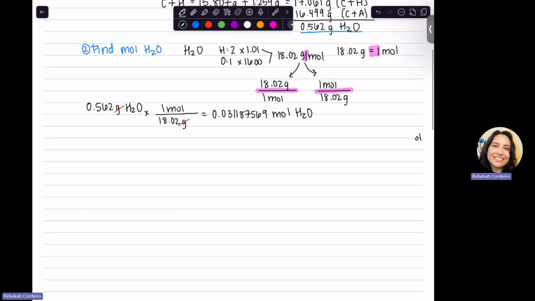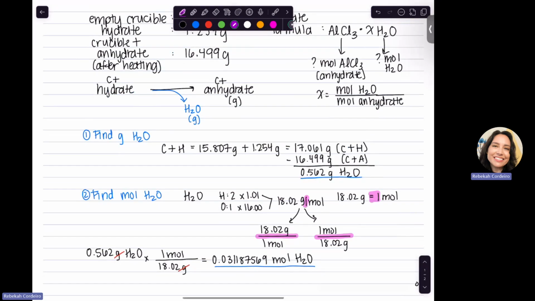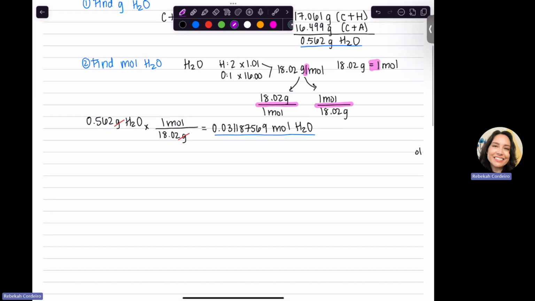So we don't round them until the very end. So I actually just keep everything in my calculator for that. Okay, so we have our moles of water, which is great. Our next step is going to be, let's talk about the anhydrate. That's the aluminum chloride for me. That's my anhydrate. So let's find the mass of the anhydrate first.